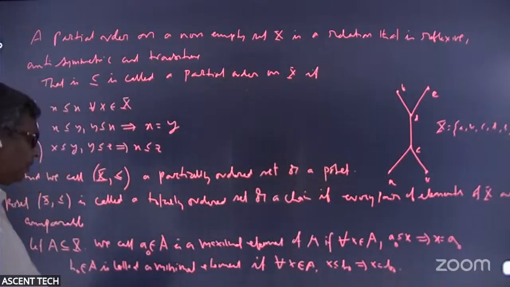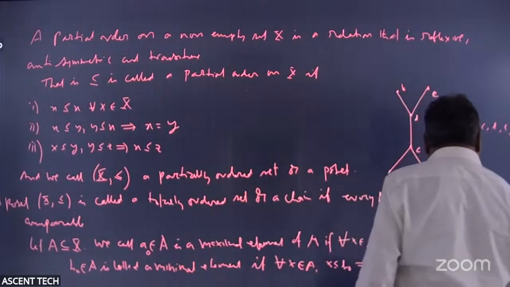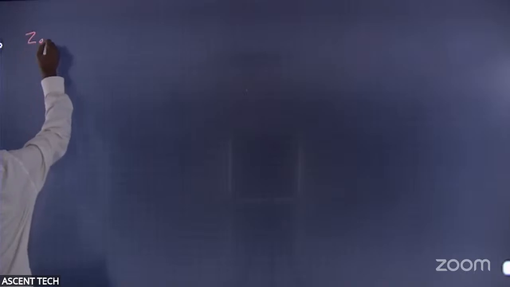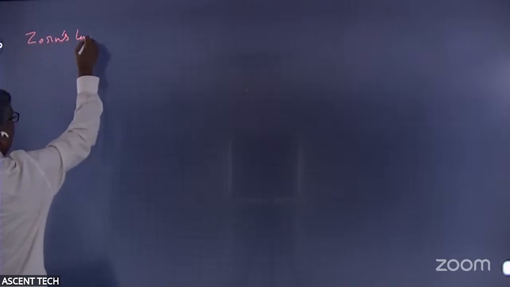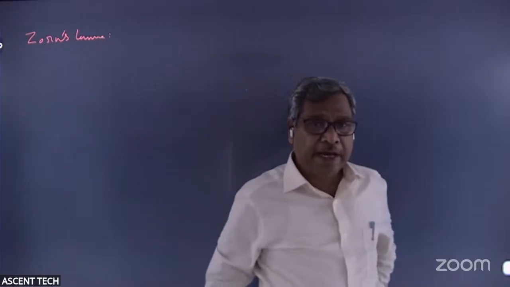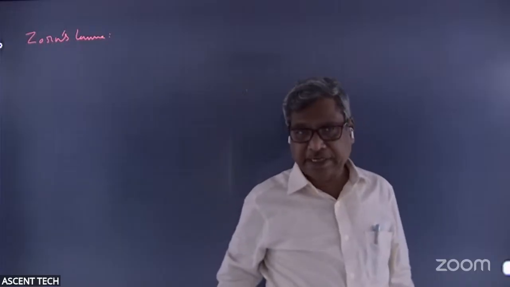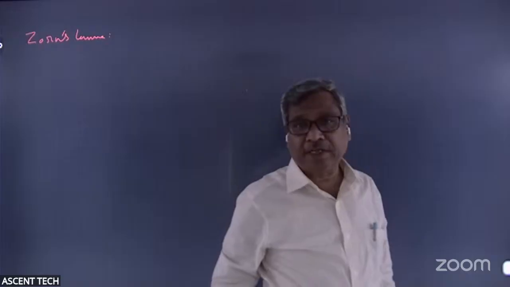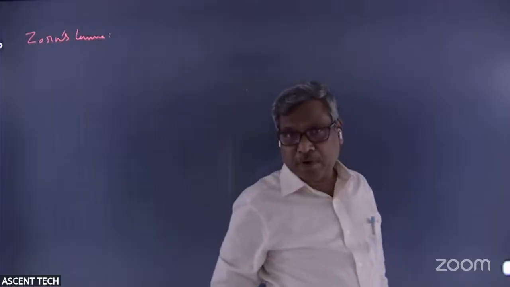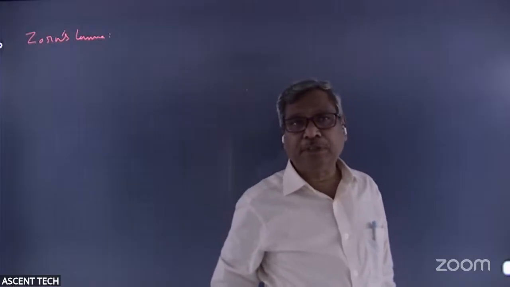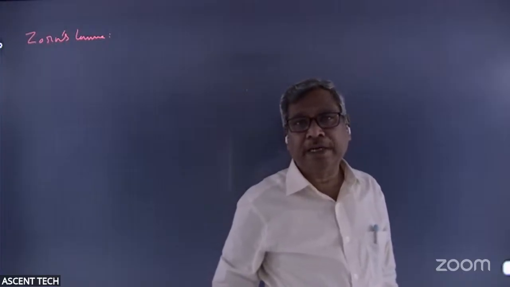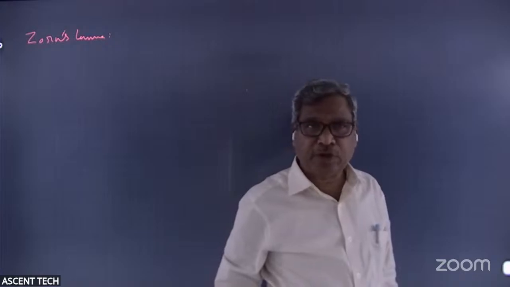What I stated in the previous class is the so-called Zorn's lemma, very beautiful. Zorn's lemma is a very powerful tool in many areas. It's a theoretical result. It says that in a poset, a partially ordered set, if every chain has an upper bound, meaning there is an element which is bigger than every member of that chain, then the set has to have a maximal element.